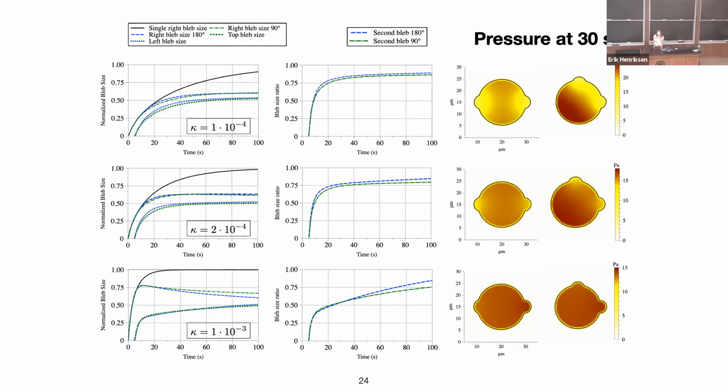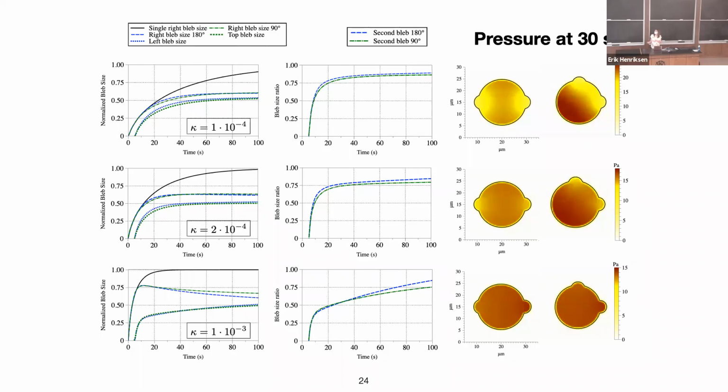Okay, and on the other extreme would be very low permeability. So water flows through the network much slower. And what we see is that there's not a huge difference between the second bleb size and the first bleb size. And this is the ratio of the bleb sizes, second to first. So if it were 1, they'd be the same size. And so over here, it's on its way to 1, basically.